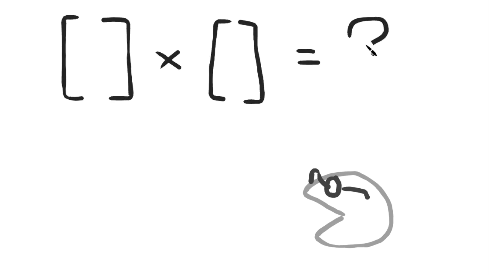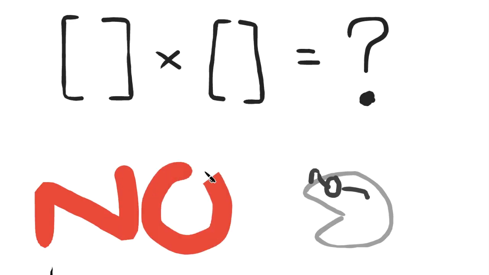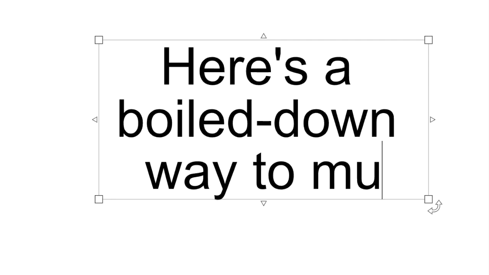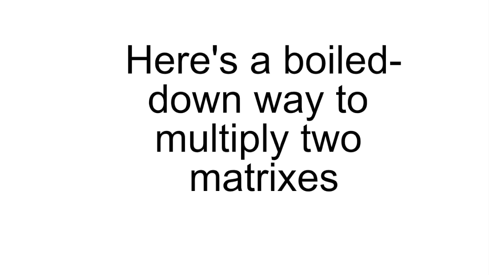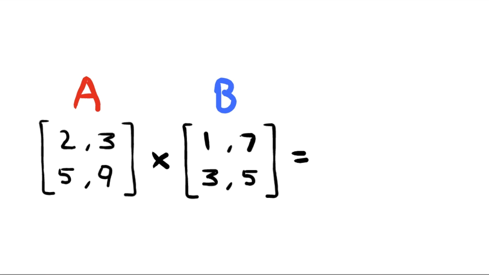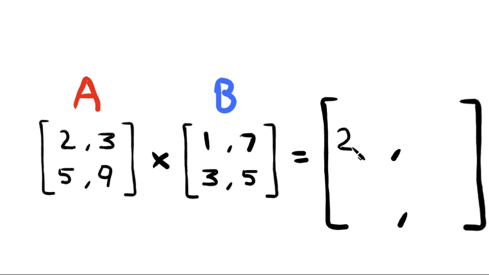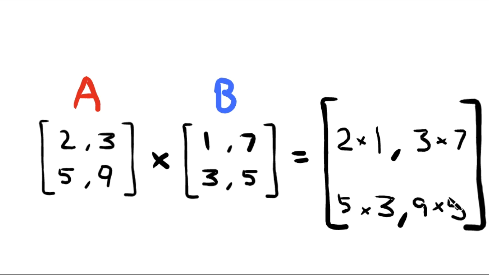Then the teacher teaches you how to multiply matrices, and suddenly you want nothing to do with them, ever again. But here's a boiled down way to multiply two matrices. Take these two babies, A and B, both 2x2 matrices. First instinct is, hey, the resulting matrix should be a 2x2 in which each box is the product of the corresponding boxes of A and B.